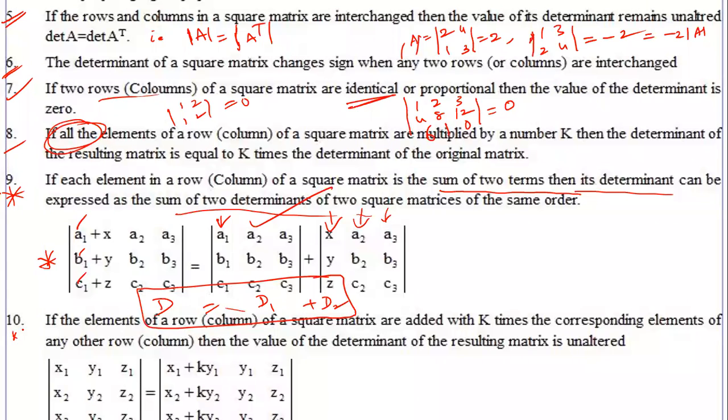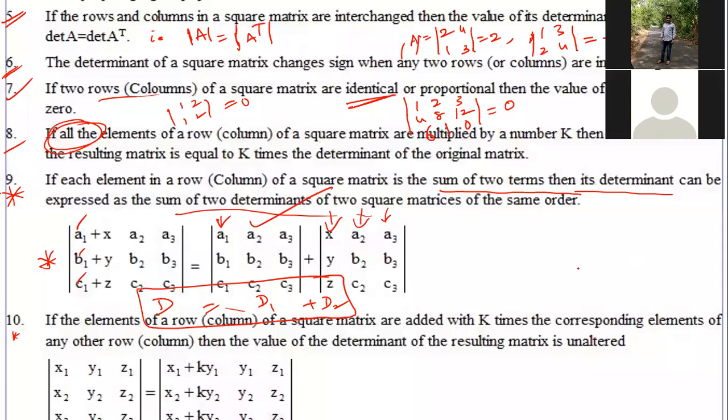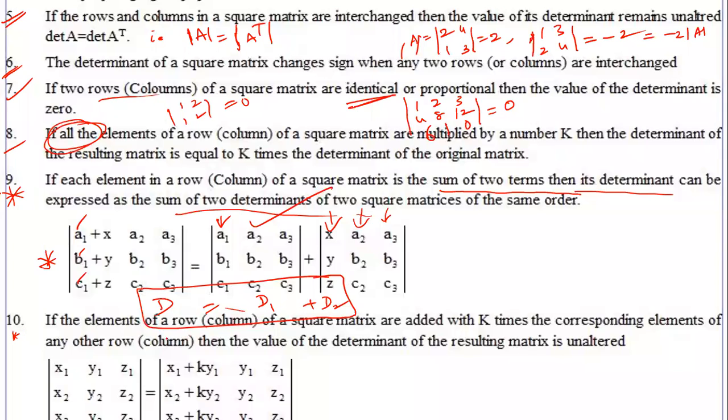Tenth one, I will give a small example. If the elements of a row or column of a square matrix are added with k times the corresponding elements of any other row, then the value of the determinant of the resultant matrix is constant. Let us see how. Generally, 1, 2, 3, 0, minus 1, 4, 5, 1, 2 is the matrix.